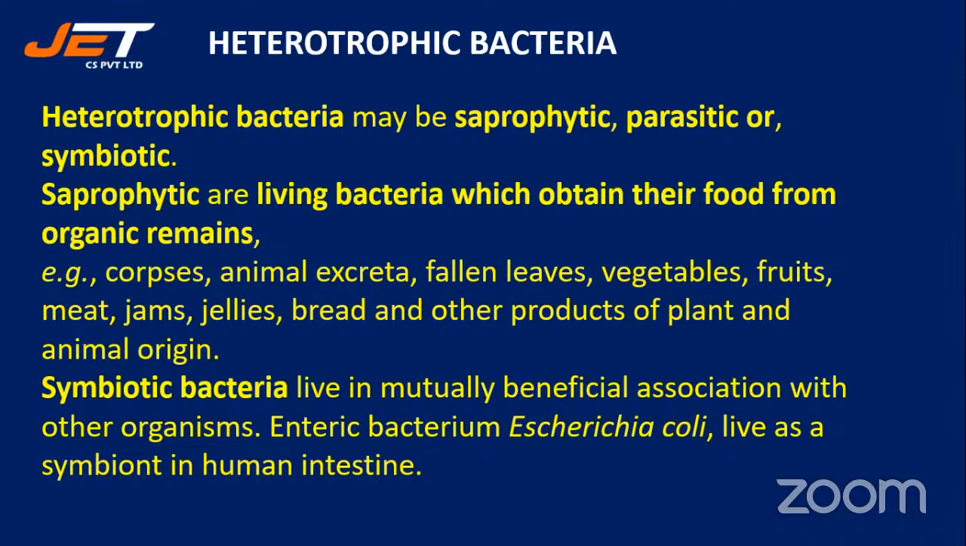Like Escherichia coli, which lives as a symbiont in the human intestine. Okay, better to say Escherichia coli is an opportunistic pathogen. Why? Because unless and until it is residing in your intestine, it's fine. It will help you and promote your digestion. But when this Escherichia coli, for some reason, travels into your urinary bladder, then it causes infection there, which we commonly call UTI. So E. coli is an opportunistic pathogen.